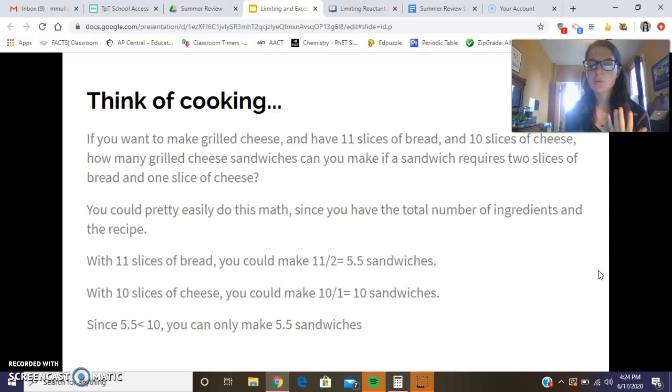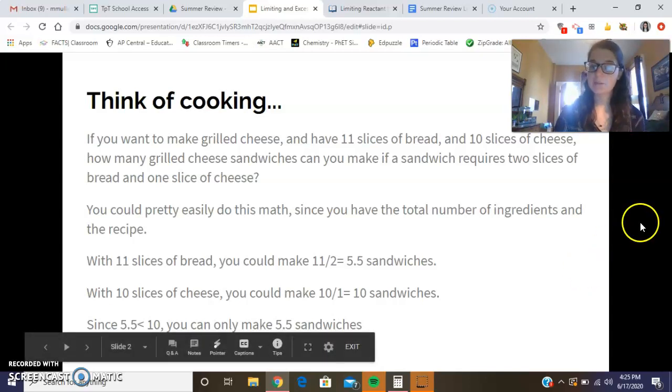So you could pretty easily do this math since you have the total number of ingredients and the recipe, which is in the same unit as ingredients, which in this case would be slices. If you have 11 slices of bread, you could make 11 divided by 2 because every sandwich requires 2 slices of bread. So you could make 5.5 sandwiches. With 10 slices of cheese, since you only are required to have 1 slice of cheese per sandwich, you can make up to 10 sandwiches. Since 5.5 is less than 10, you can only make 5.5 sandwiches.